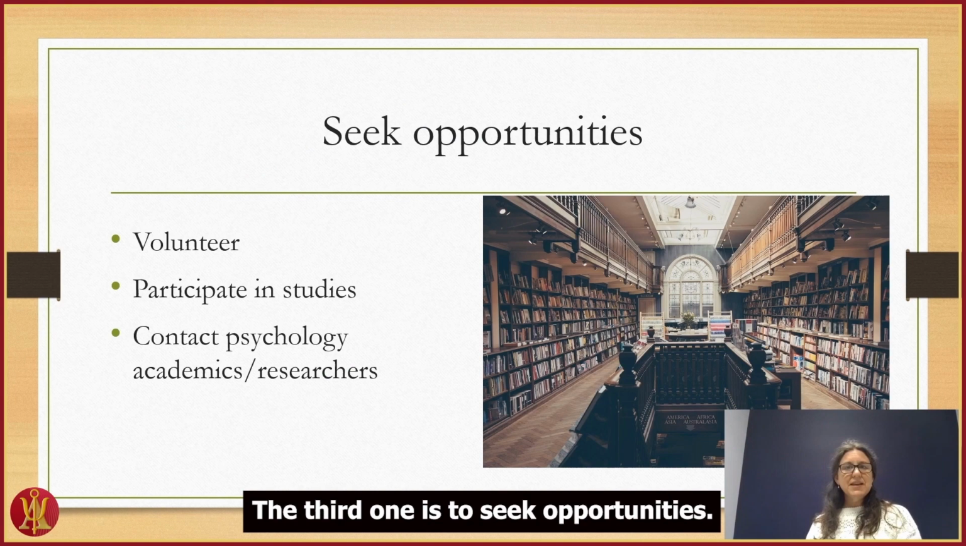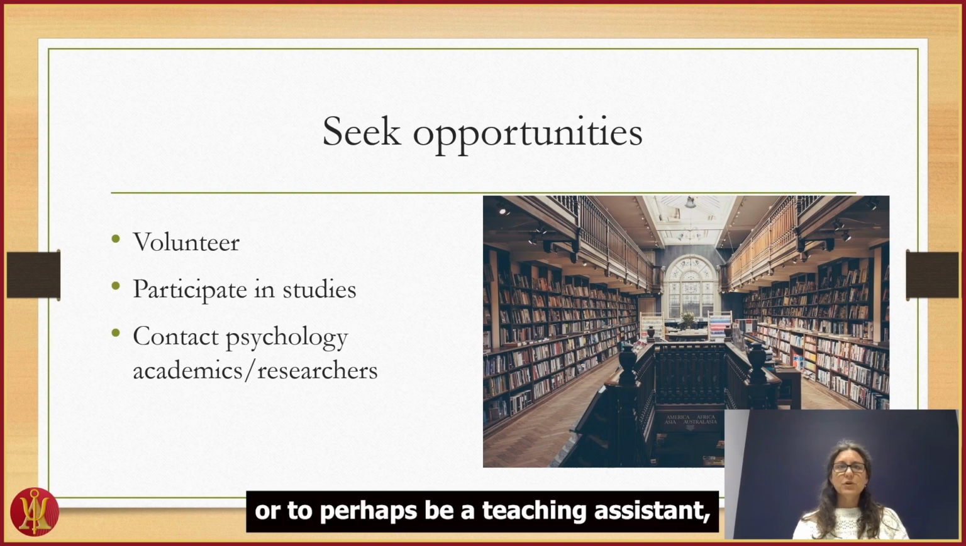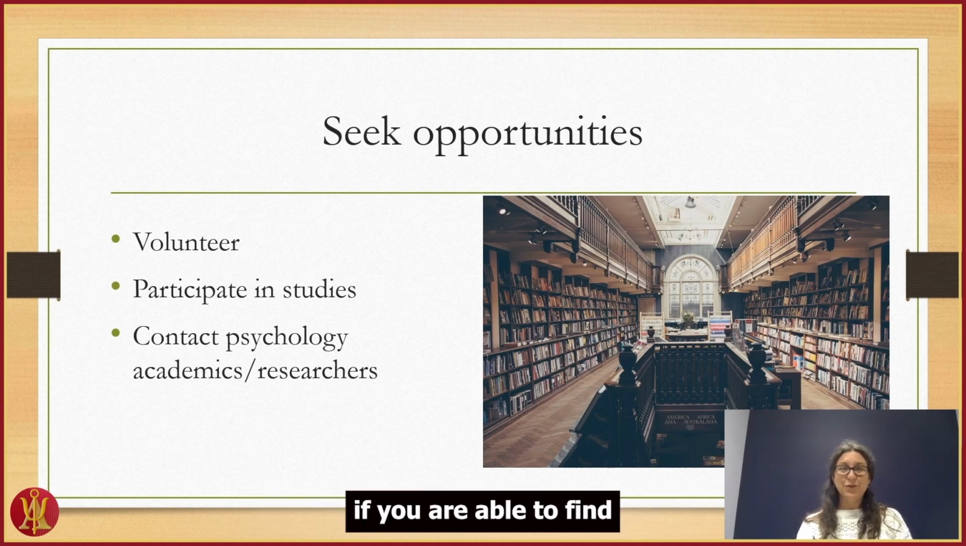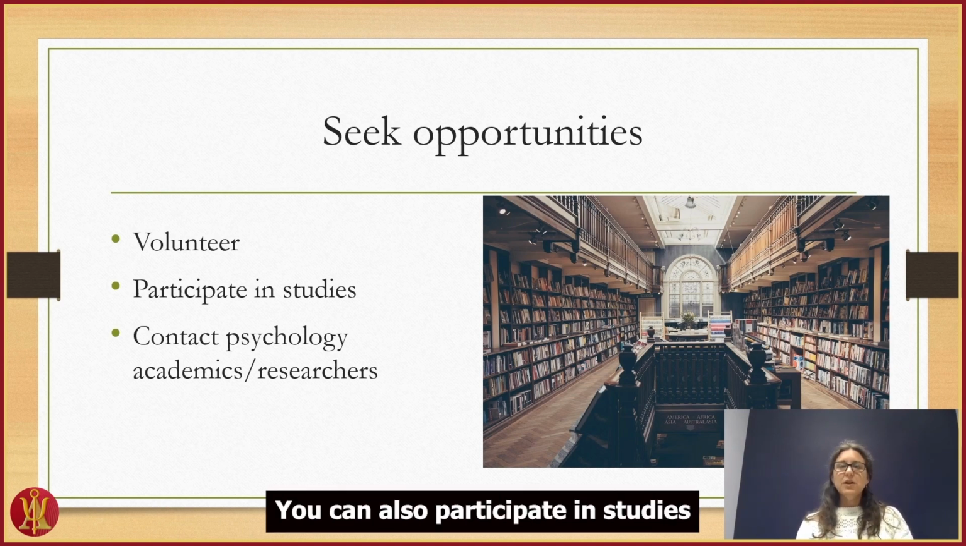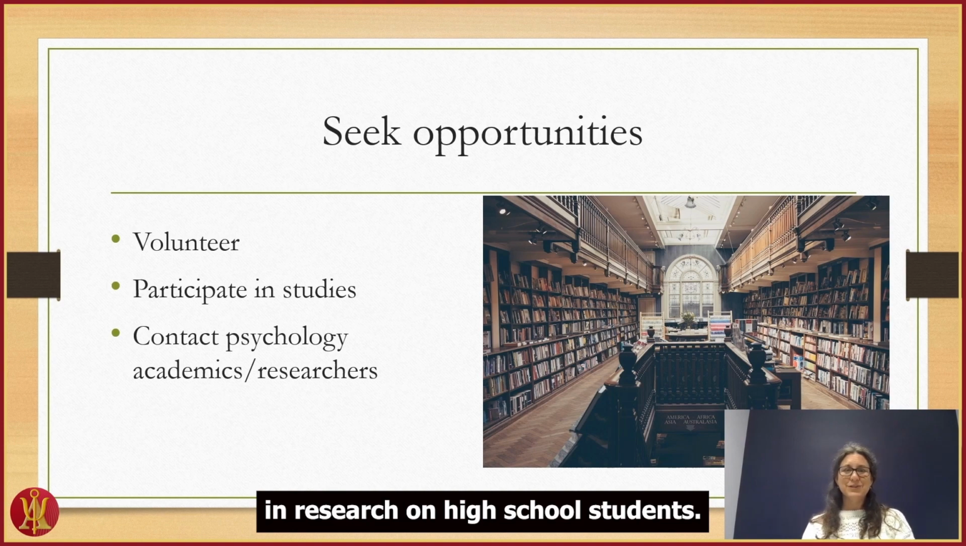The third one is to seek opportunities. You can volunteer at a local college or university in a lab to learn more, or to perhaps be a teaching assistant if you are able to find a college professor, university professor who's allowed to do that. You can also participate in studies. As a freshman in university, you'll often be asked to partake in research studies, but perhaps at this age, you'll also find opportunities to engage in research on high school students.